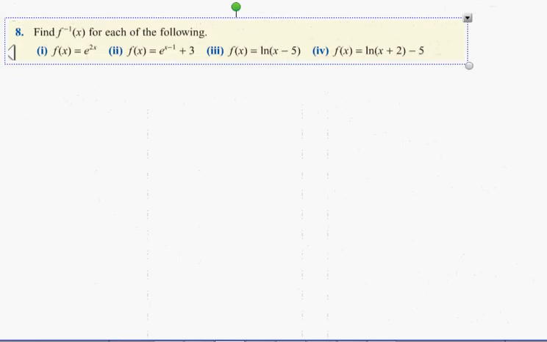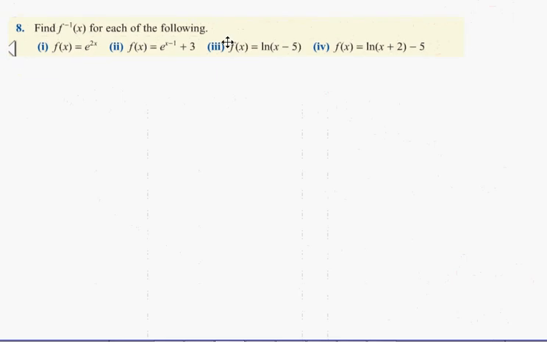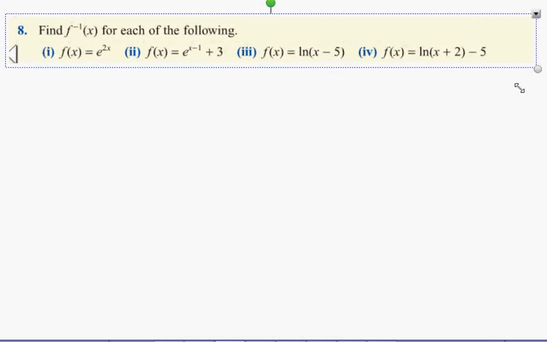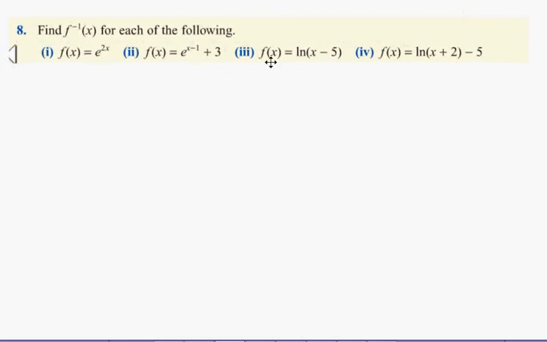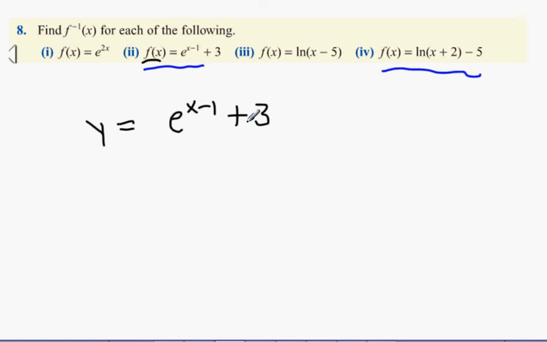Okay? Now, these ones here, inverse functions, guys. Now, I'll do 2 of these for you, because the other 2 are exactly the same. I'll do the harder 2. This one here, and this one here. Okay? So what happens here, guys, is the following. We replace f of x with what? y.